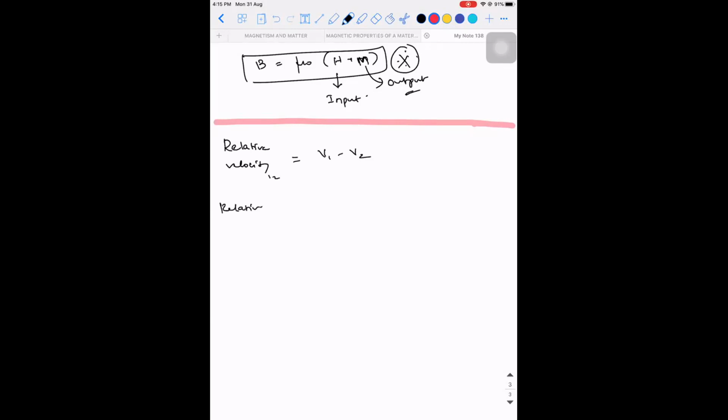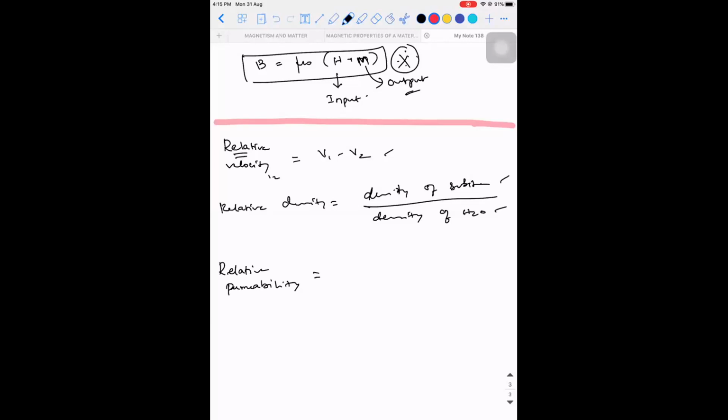Similarly, if I ask you what is relative density, you would have told it is the density of a substance divided by the density of water at 4 degrees Celsius. So here it is a ratio, whereas relative velocity is a difference. Whether you talk about difference or ratio, it is always a comparative study. In a similar way, relative permeability means I'm trying to compare the permeability of a given material with a known quantity. What is the quantity which we already know? It is mu naught.